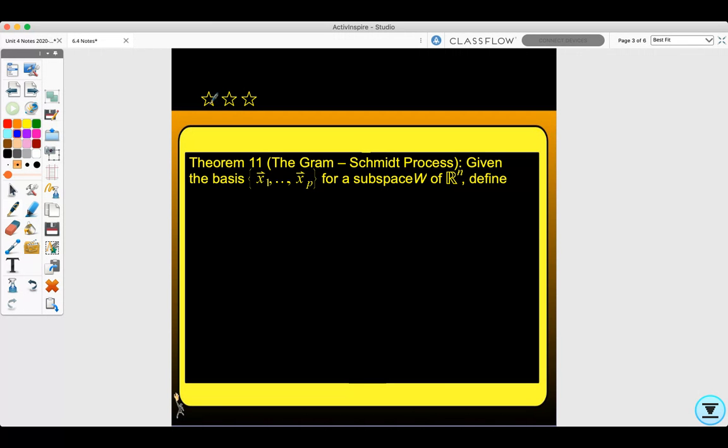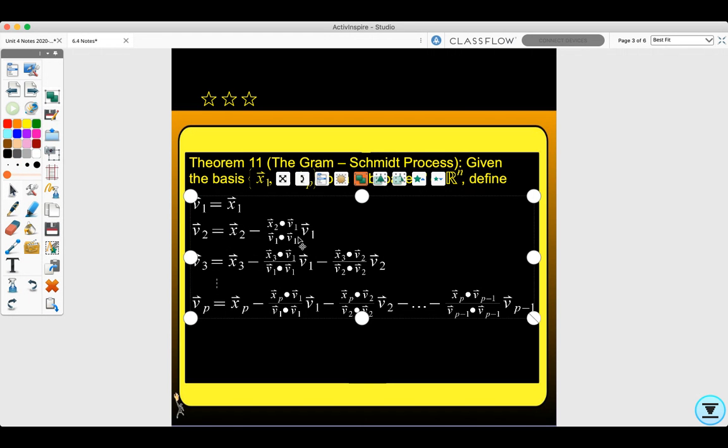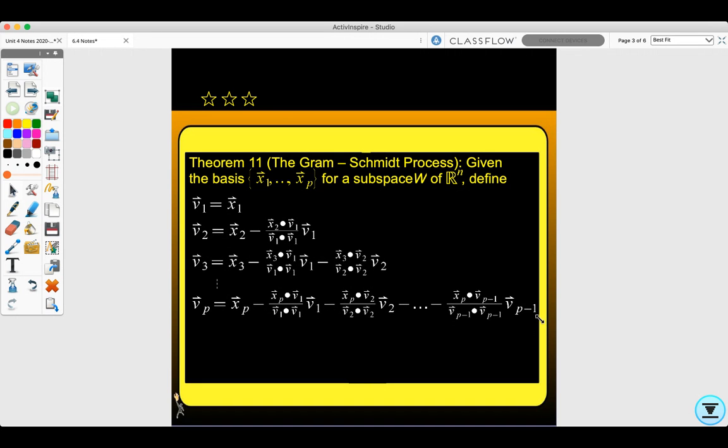Theorem 11, the Gram-Schmidt process. Given the basis x1 all the way to xp for a subspace W of Rn, define v1 equals x1, v2 equals x2 minus x2 dot v1 over v1 dot v1 times v1. v3 equals x3 minus x3 dot v1 over v1 dot v1 times v1 minus x3 dot v2 over v2 dot v2 times v2, and so on and so forth.